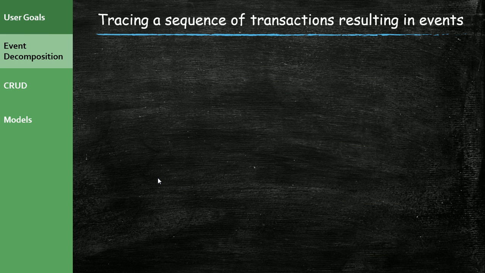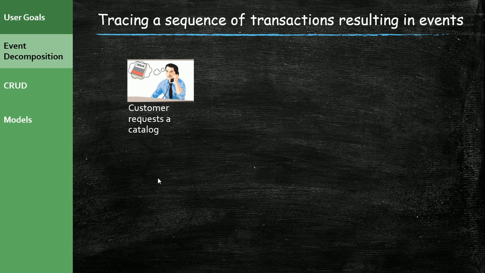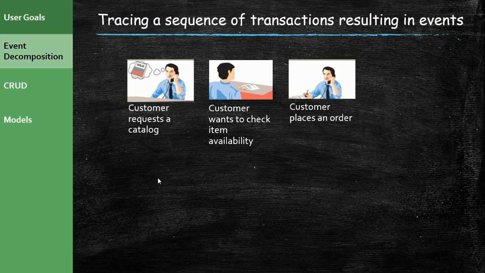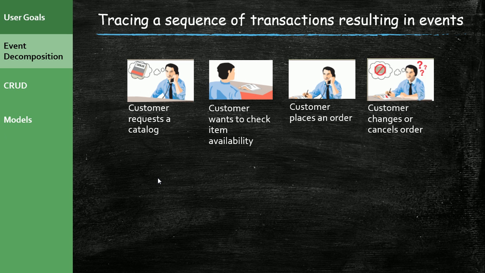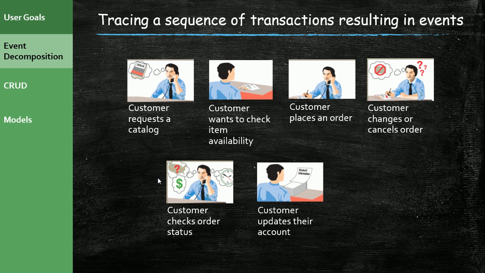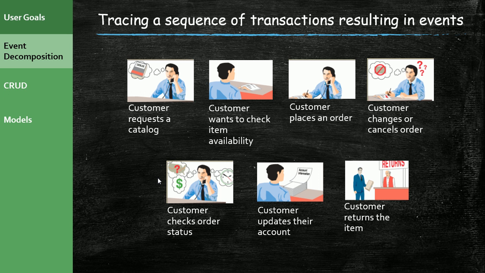So tracing a sequence of events is also important in use cases. For example, customer requests a catalog. Then the customer wants to check item availability. Then the customer places an order. Then the customer changes or cancels an order. Then the customer can check their order status, update their account, and finally return the item if they don't like it. So here, somebody could be telling us a story of what my customer can do in the life cycle of being a customer. And that can help us identify use cases.